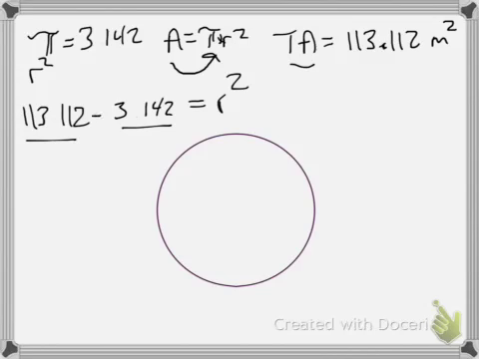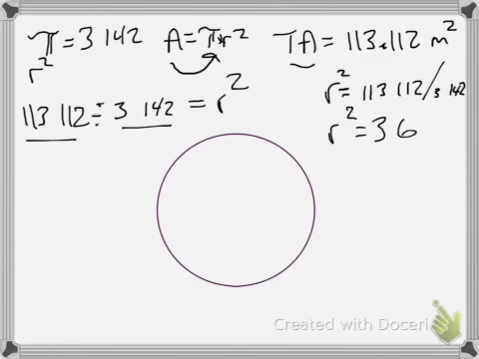We're going to take 113.112 and try to make it smaller and see if that helps us find radius, because we know radius is smaller than total area. So if I do that, r squared is equal to 113.112 divided by pi. So 3.142. Good. And r squared is going to give us 36.